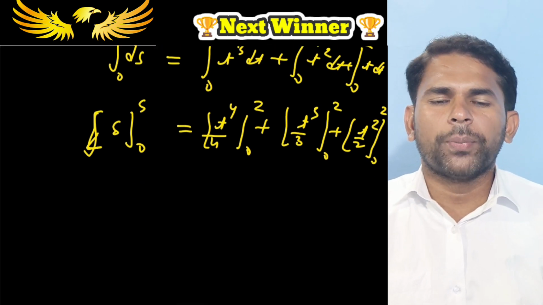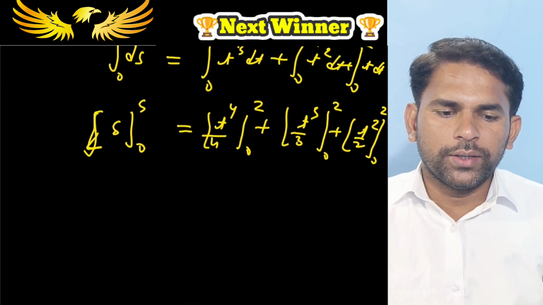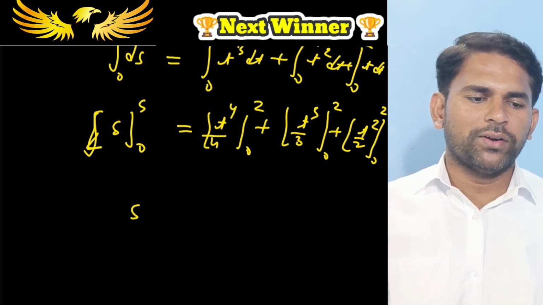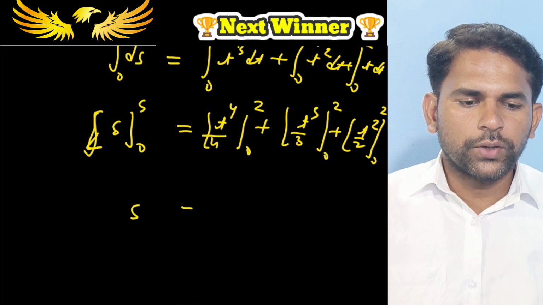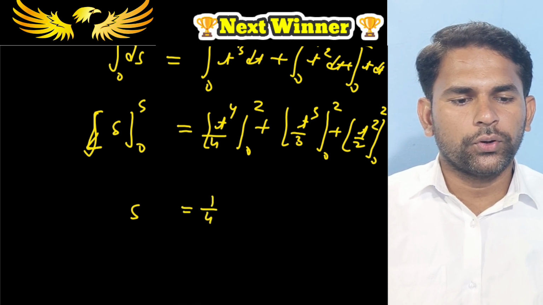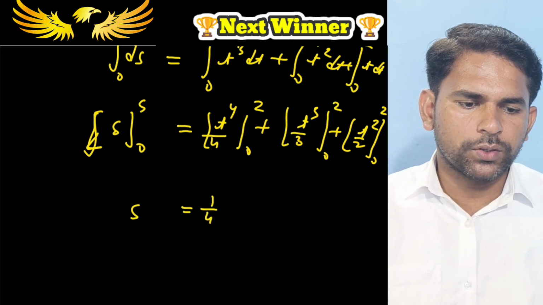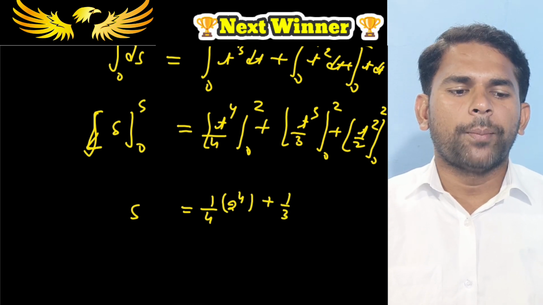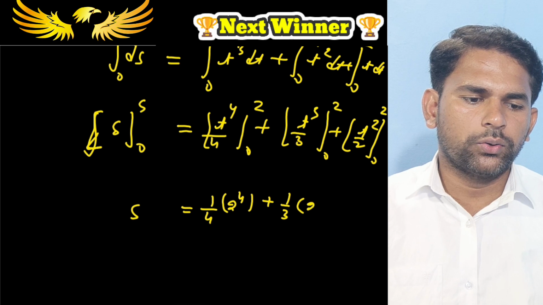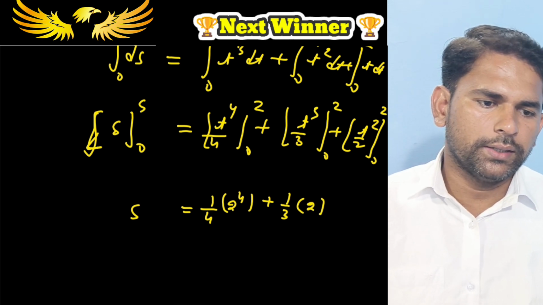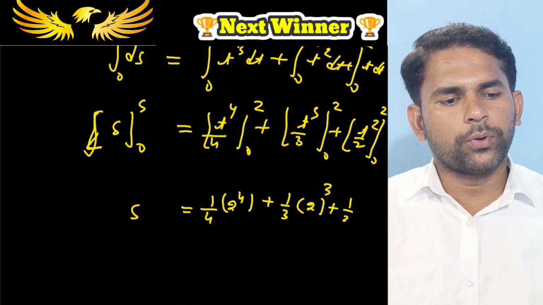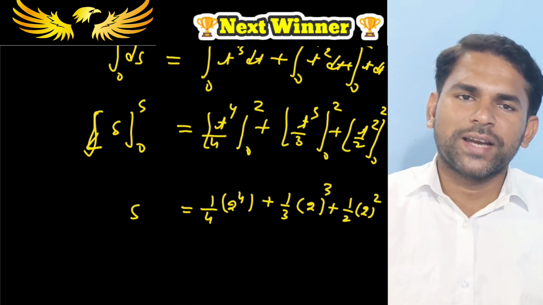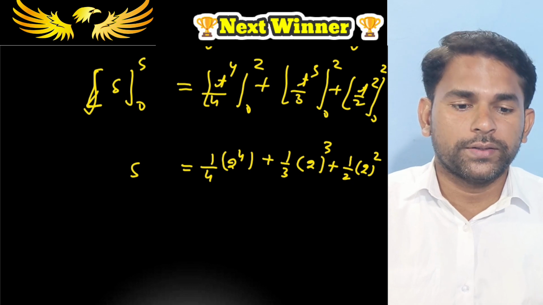Very good. Now upper limit minus lower limit. You apply the upper limit minus the lower limit 0, so no need to write it; everywhere 0 will come. So no problem. s is equal to 1 upon 4 with upper limit 2 power 4, plus 1 upon 3 with 2 power 3, plus 1 upon 2 with 2 power 2. We are writing only the upper limit because the lower limit is 0.